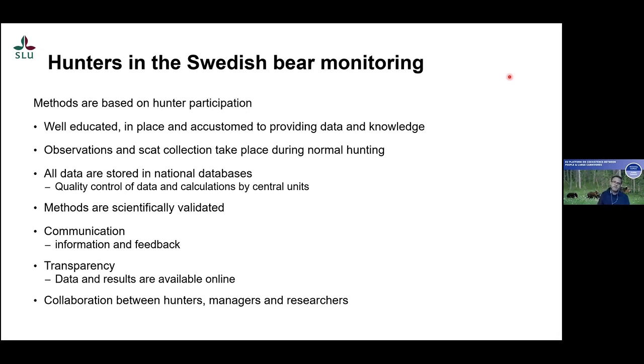The communication part is extremely important. It's not just information about the monitoring taking place, but also the results and the feedback to the hunters and other stakeholders involved in this monitoring. Another thing is that you have to have transparency. Data and results are available online, so people can go in and check the information, and it's super fun for the hunters to find the scat that they sent in and see that this is from a bear female that was actually found 4 years earlier in another survey in a neighboring county. So that gives a lot of trust into the system.